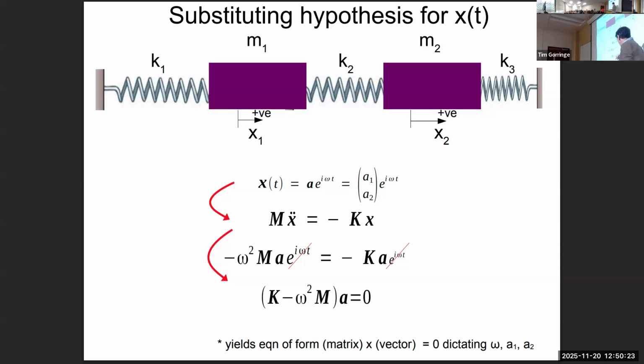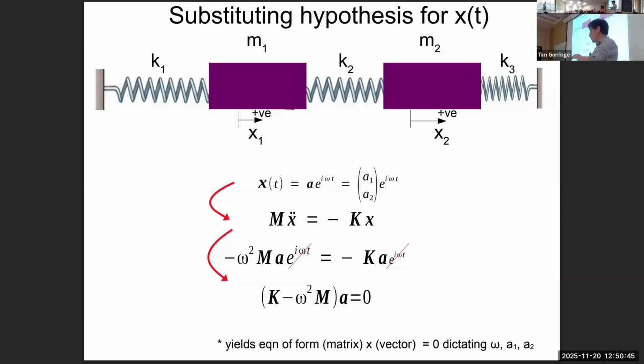Also contained in here is the frequency. What are the frequencies that this hypothetical solution obeys, where the masses are oscillating with the same frequency, maybe in phase, maybe out of phase with different amplitudes? What is that frequency? Well, that frequency omega is sitting in that equation.